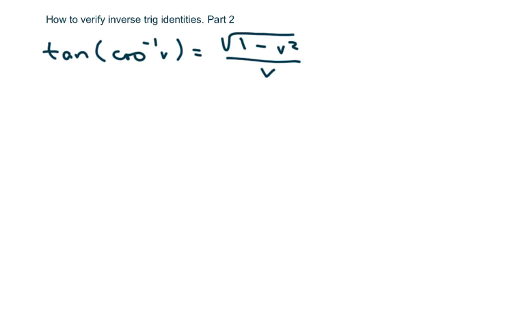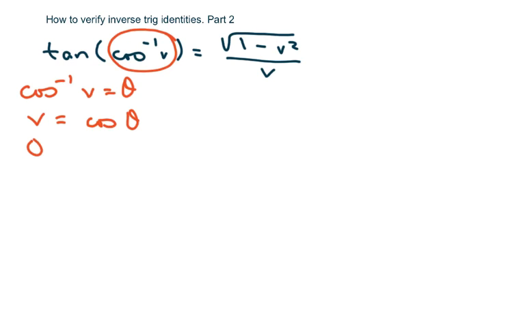The first thing we want to deal with is our inverse, so I'm going to set it to theta. We're going to let that equal our angle, so v equals cosine of theta. With that being said, you have to write your restrictions down. We're in quadrants 1 and 2, in between 0 and pi with the inverse cosine. All right, so let's start dealing with this.